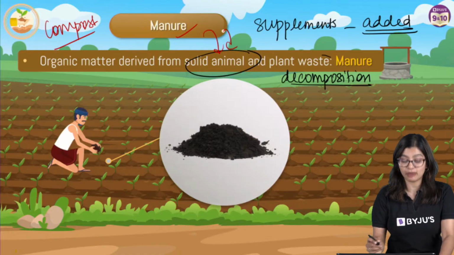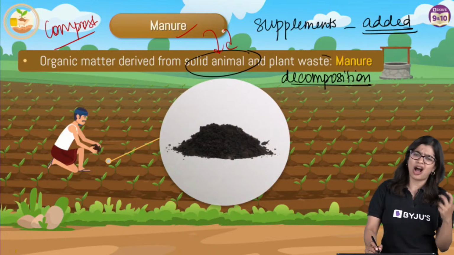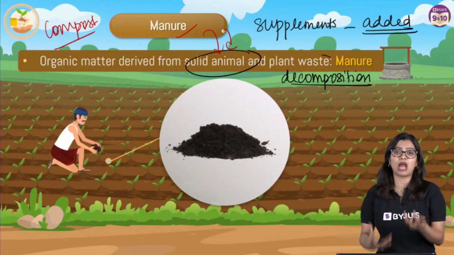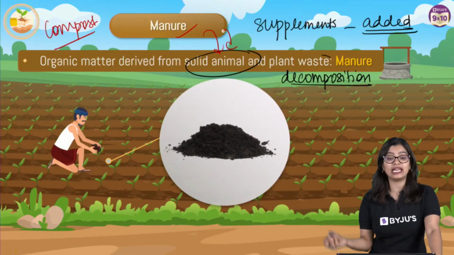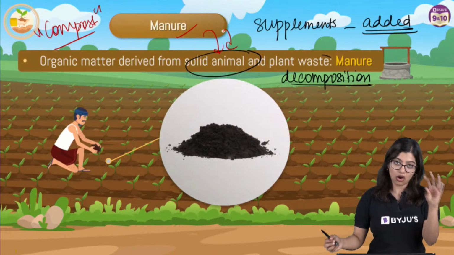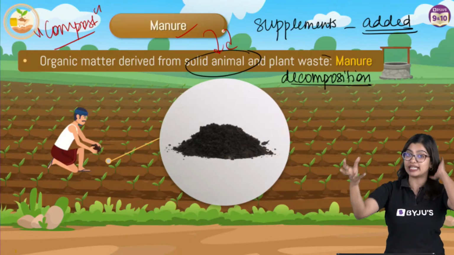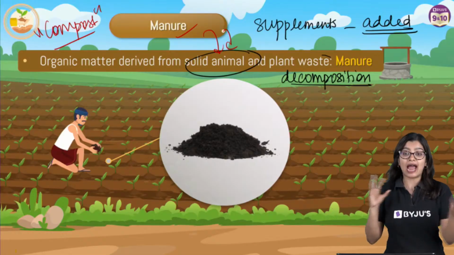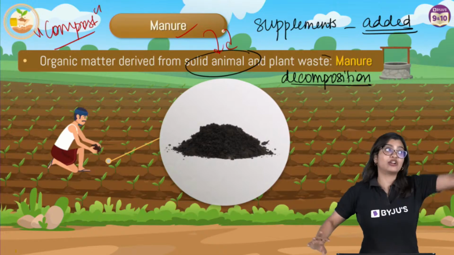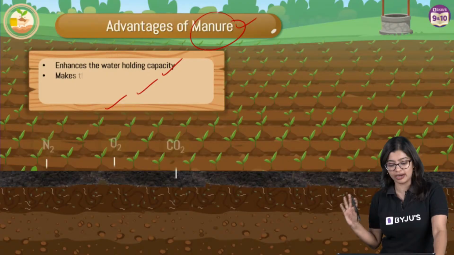Manure is mainly obtained from animal excreta. That means it is obtained from the animal waste that we get. Cow dung and so on are examples of manure. Compost, on the other hand, is normally plant-based. The term compost is again obtained by the process of decomposition, but a lot of plant-based material is utilized for getting compost. And the nutrient composition, the kind of nutrients you will find in manure and in compost, might be slightly different. That is one point that you need to understand.